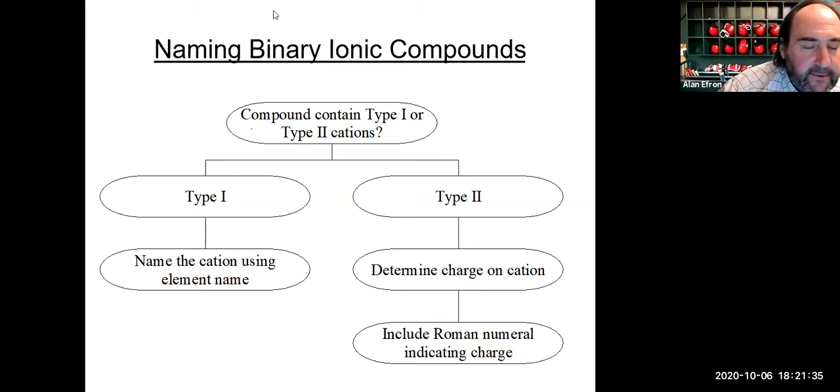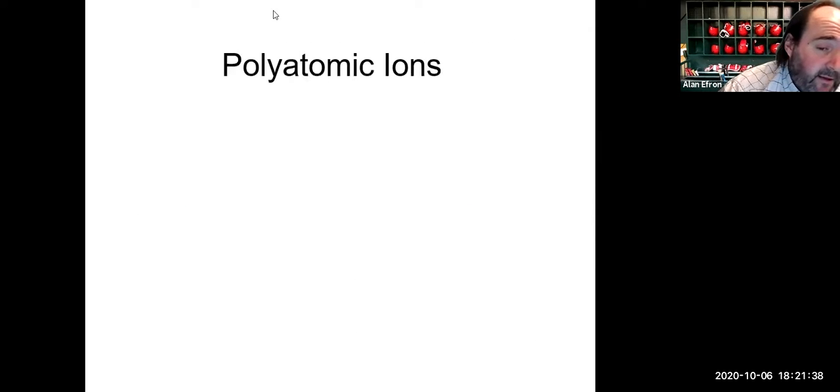Okay, so the next thing we're going to talk about is polyatomic ions. Polyatomic ions are groups of non-metals.